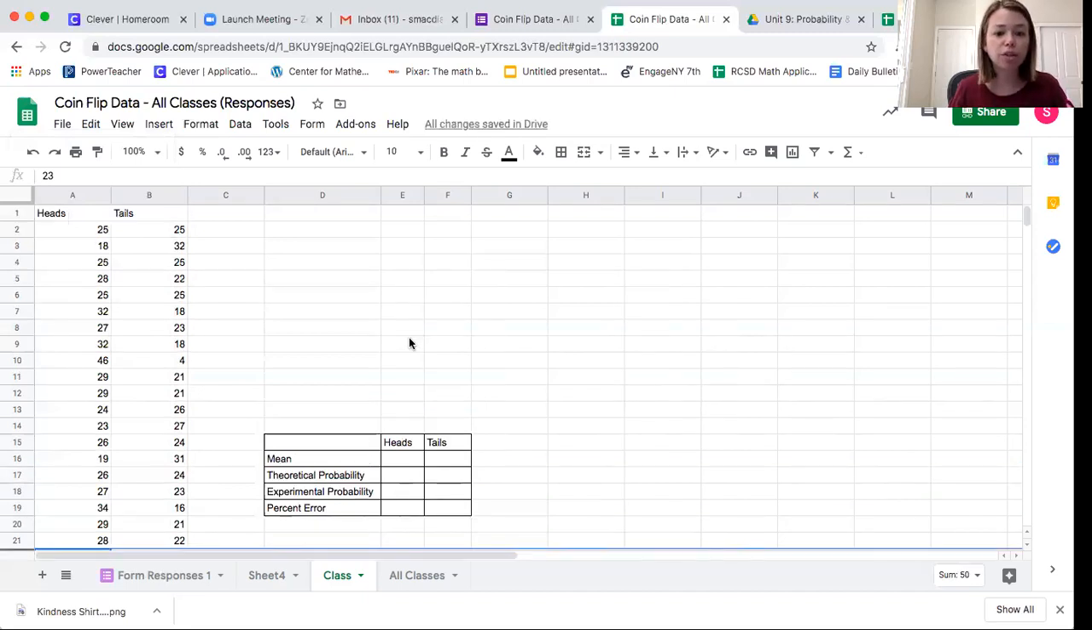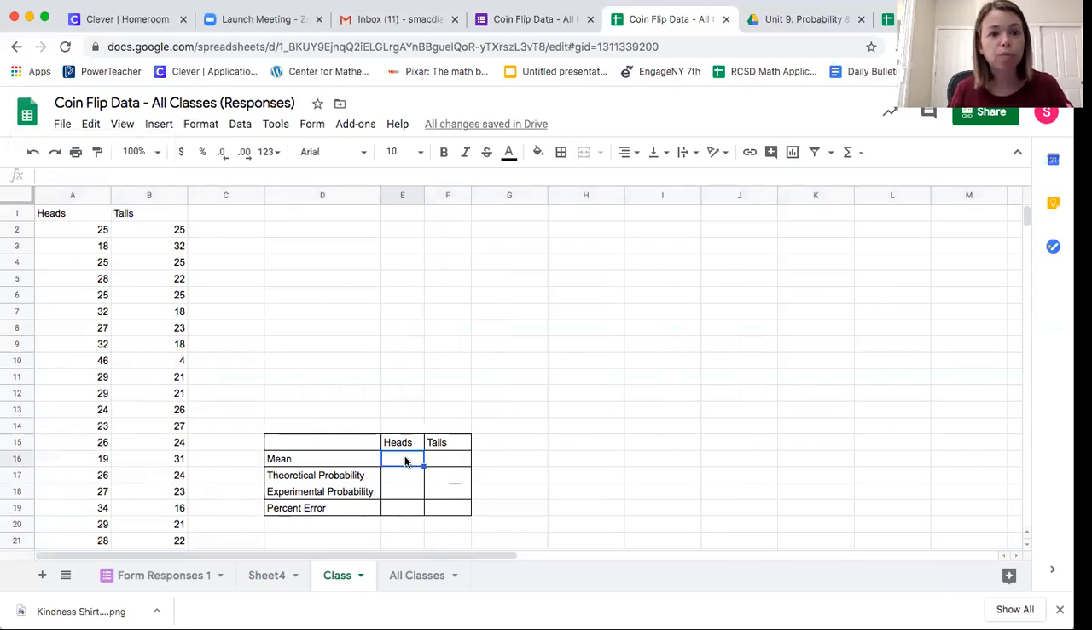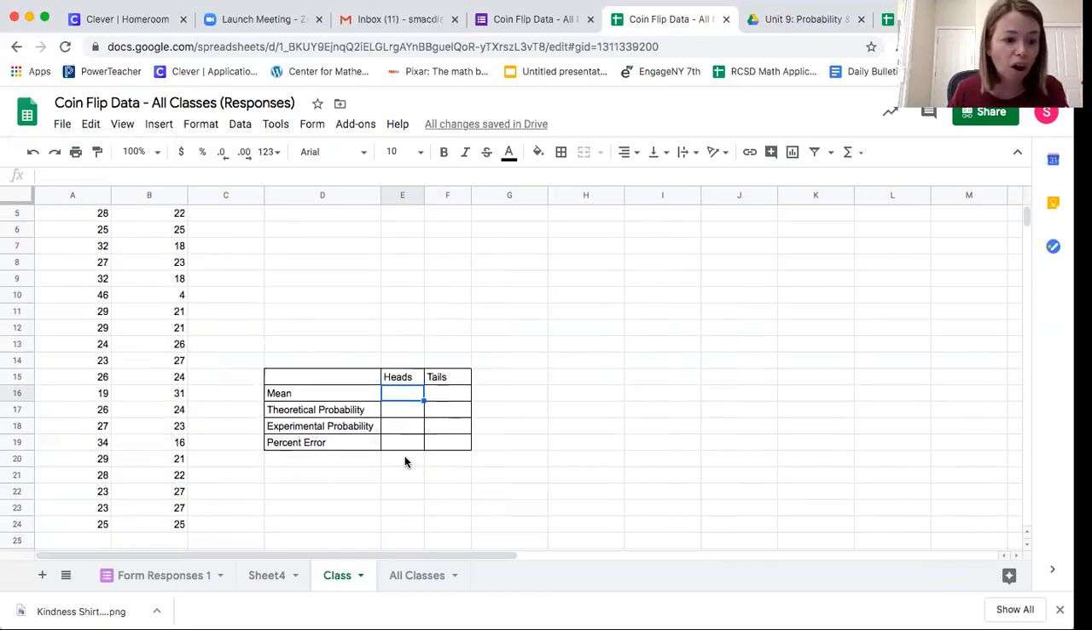So now the first thing we're going to do is write a formula for finding the mean. We're going to add up all the sets of data and then divide by how many sets there are. In this case, there are 23 sets of data, because we don't count that first row, which was the title, heads and tails.